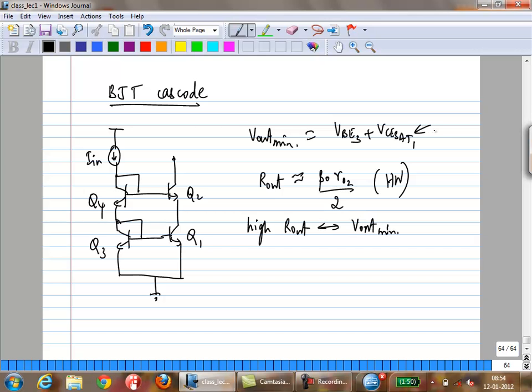What is this? VB is going to be somewhere around 0.7 volts, and VC sat is going to be another 0.2 volts. So this could very well be approximately 900 millivolts. So it's actually much larger than the simple current mirror. So you have a direct trade-off between output impedance and the minimum voltage.